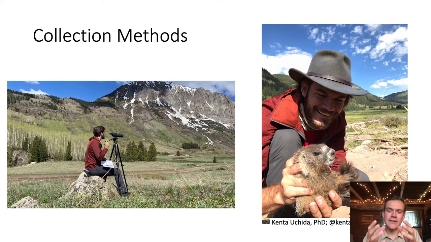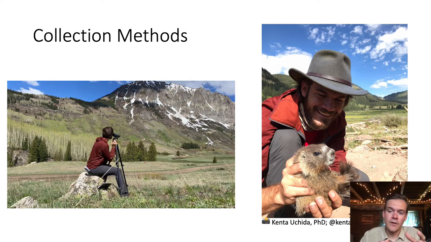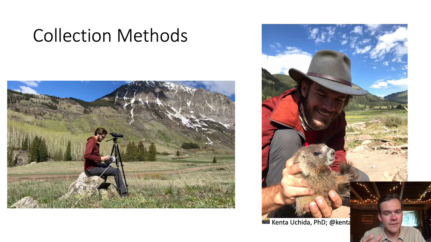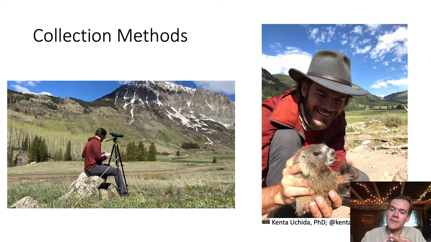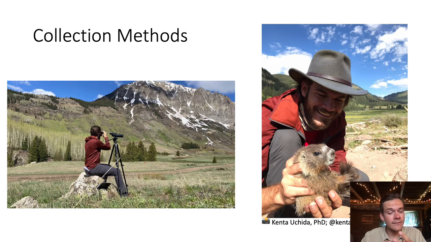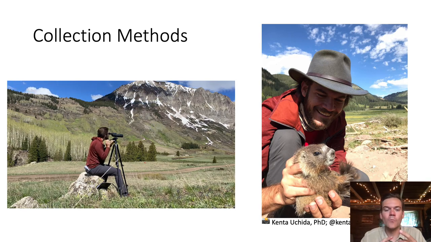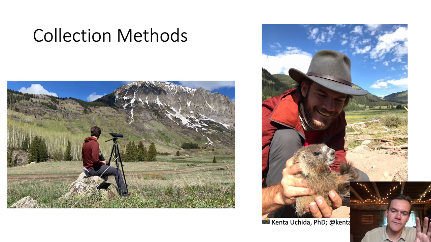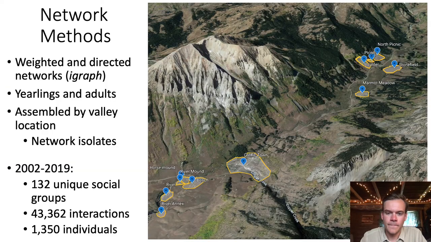For this presentation, we conduct behavioral observations for about 30 hours a day, 5 months a year. We record who's interacting with who, where, when, who initiated that interaction, and what type of interaction it is, affiliative or agonistic. Live trapping is also conducted to collect genetic samples and to provide each individual with a unique dorsal fur mark for identification from afar.